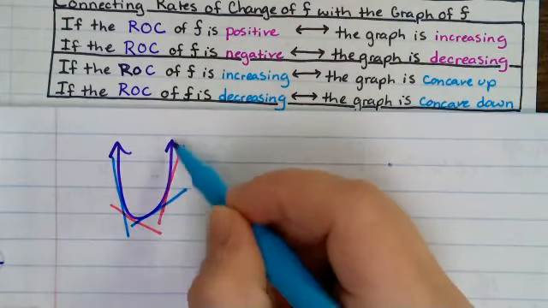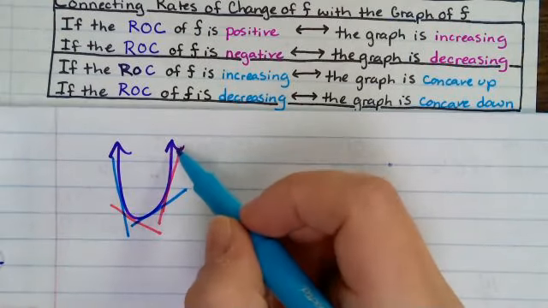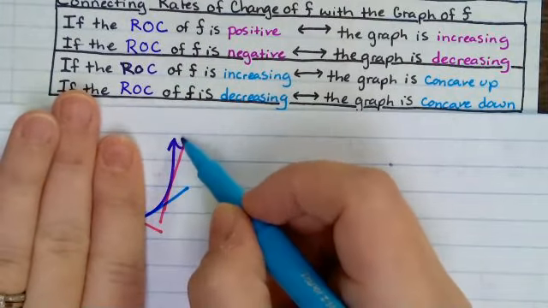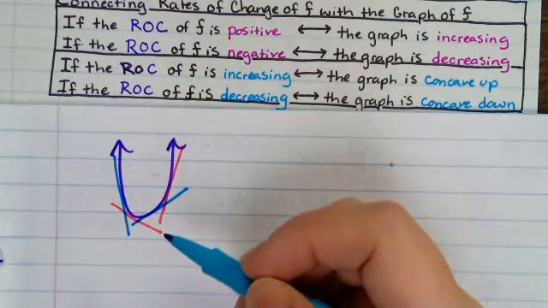The rate of change is increasing this entire time. The graph was only increasing from here to there. So there's a difference. We got to make sure that we're seeing that.